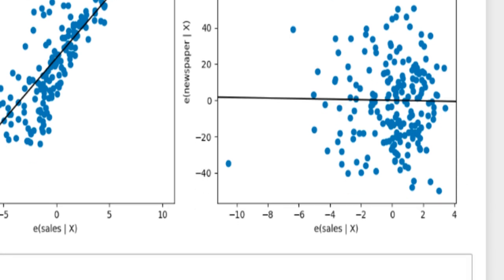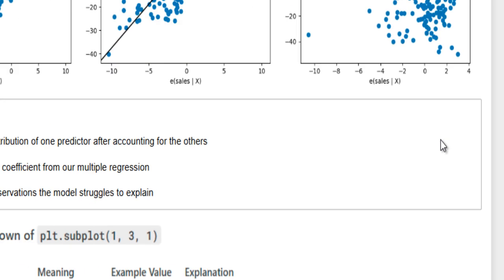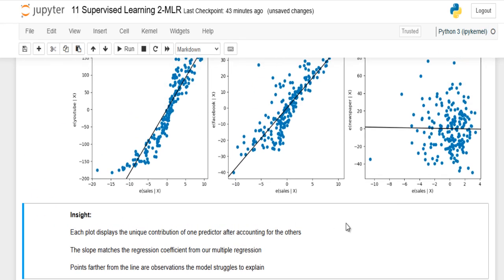Now you can see here, each plot displays the unique contribution of one predictor after accounting for the others. Also, the slope matches the regression coefficient from our multiple regression, and the points further from the lines are observations that the model struggles to explain. Every point that is further from the line is technically called an outlier, which means the model struggles to explain them. Those that are close to the line are the ones our predictors, which the model, can explain properly.